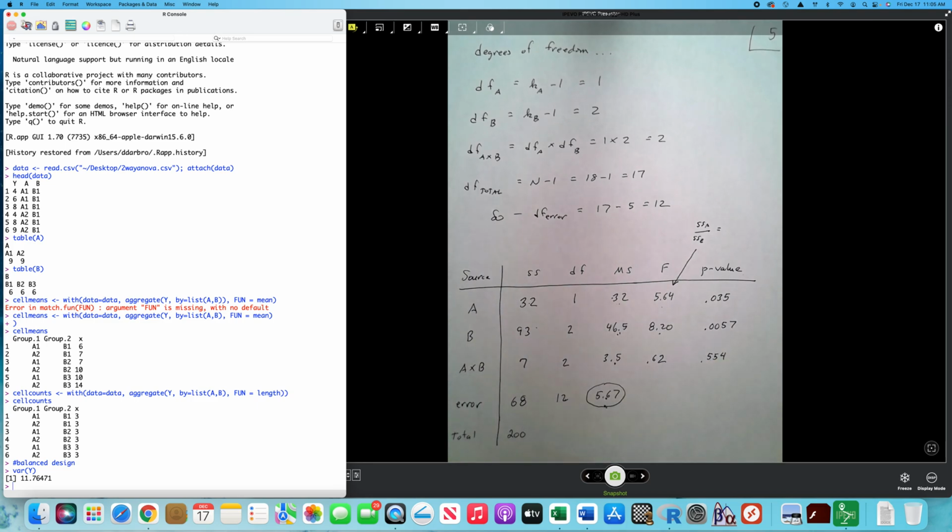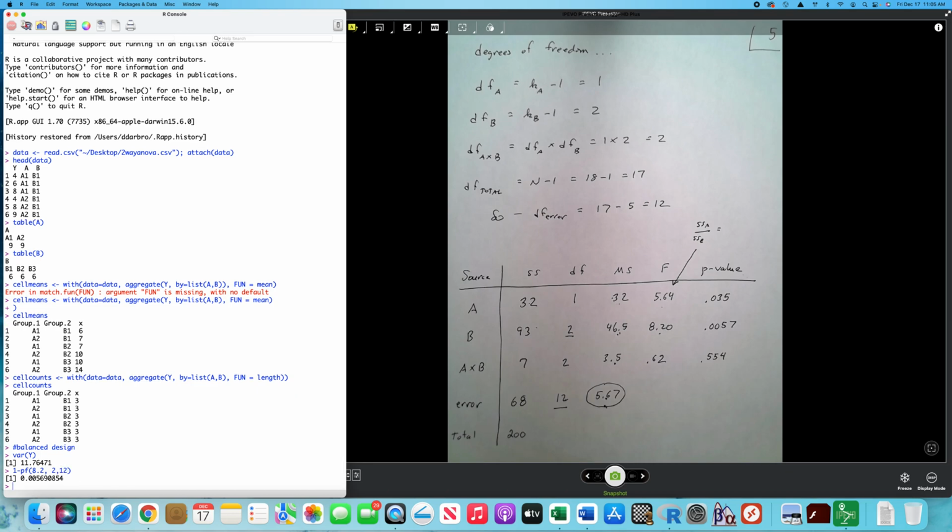Then to calculate the p-value, let's just do the calculation for B, for example. So I'm going to have 8.2. Degrees of freedom here would be the 2 and the 12, because that's the way we made the calculation. So 0.0057 is the calculation of the p-value. All right, so that's the way, simple stuff. It's very easy to calculate these by hand. But as you may imagine, we typically don't.